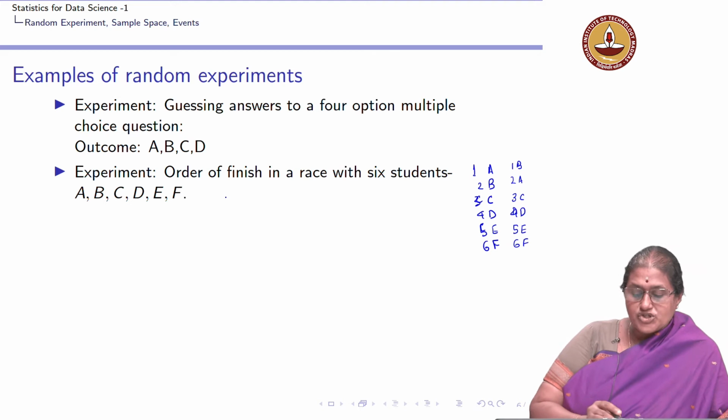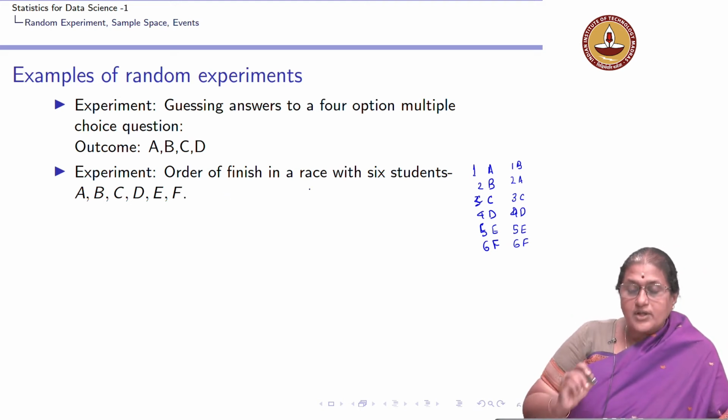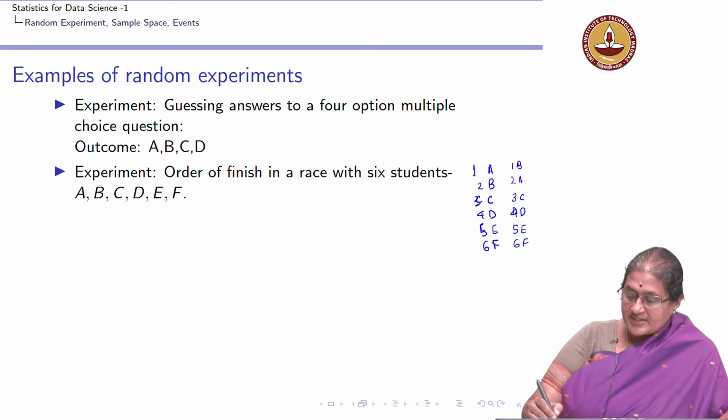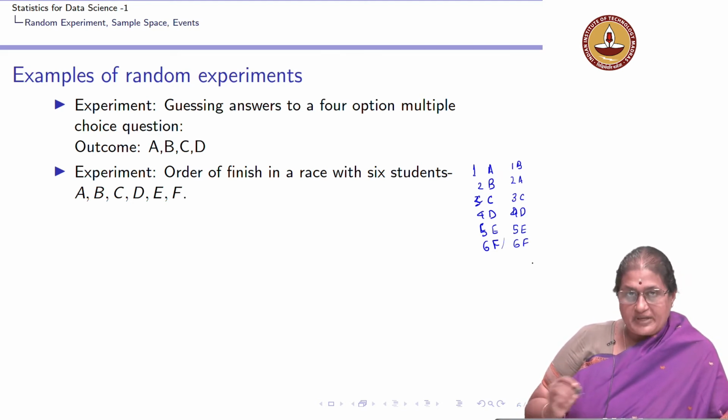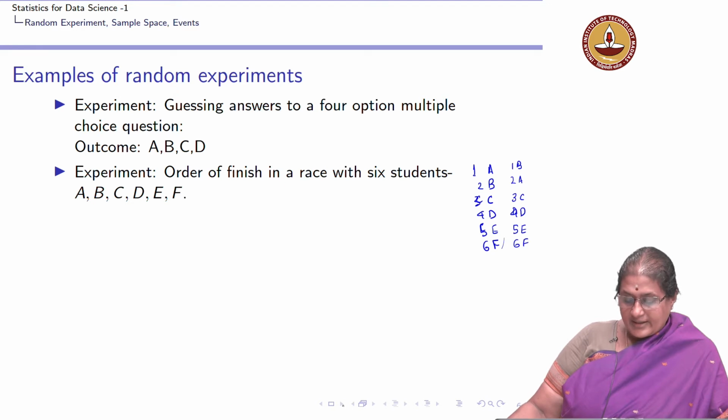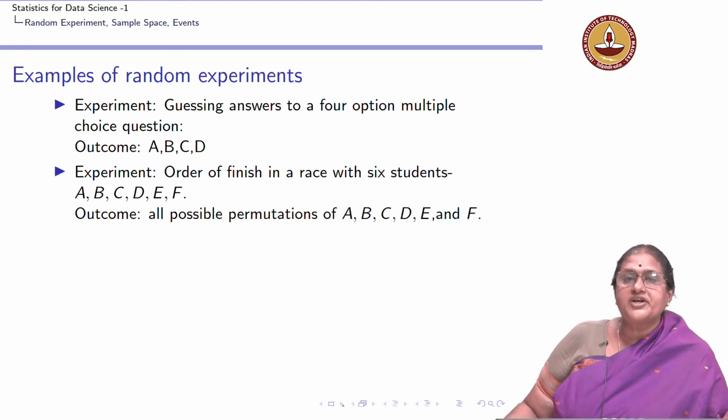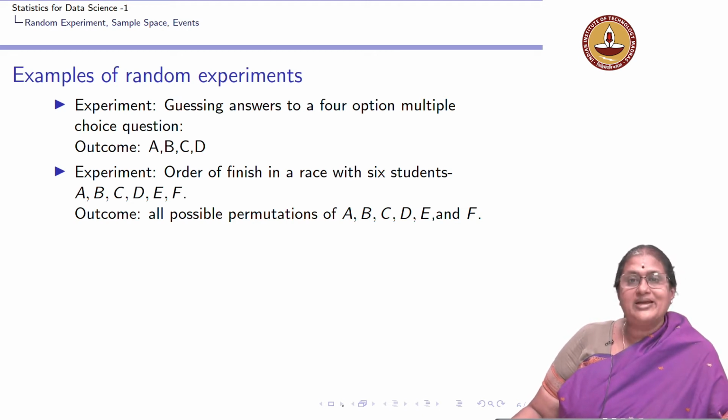So, the experiment is to note down the order of finishes when I have 6 students, that is, the possible ways the order of finish can happen. We can see that this is one particular order, this is another particular order. We quickly recognize that this is nothing but the number of ways you can arrange these 6 people. So, my total number of outcomes is nothing but all possible permutations of A, B, C, D, E and F. Those are my possible outcomes of the experiment where I need the order of finish.